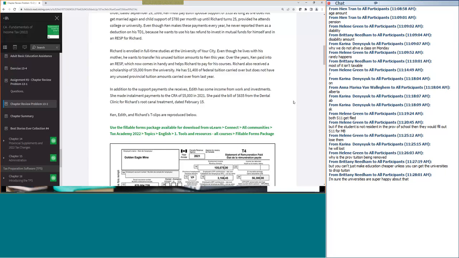Can Edith claim the bill for Richard? Richard is over 18. Yes, because she is still supporting him. He is still a dependent, and she paid for it. Which line number will she claim it on? Will it be reduced by her income or by Richard's income? 33099 or 33199?